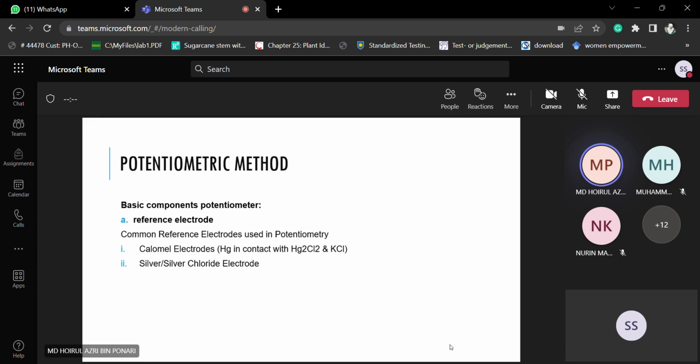Okay, and then these are common examples of reference electrodes used in potentiometry. Okay, for example, we have the calomel electrode containing mercury chloride and also potassium chloride, and we also have silver or silver chloride electrodes. Okay, so basically in our pH meter we use silver chloride electrodes.